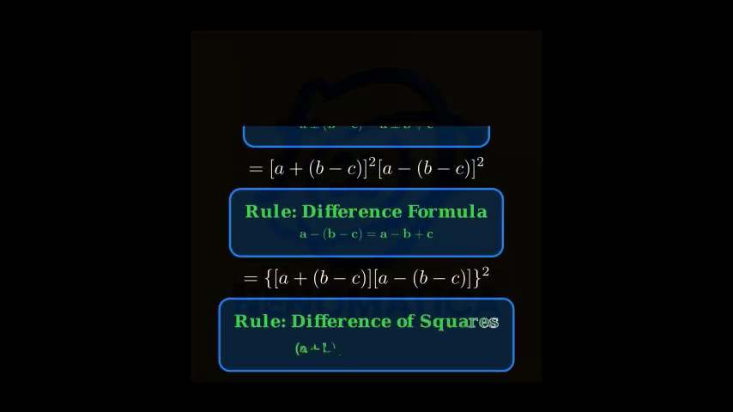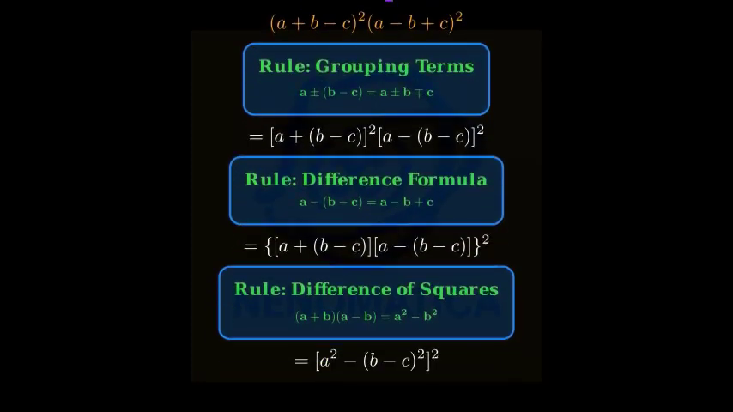Now we can use the formula for the difference of squares, which states that a squared minus b squared equals a plus b times a minus b. In our case, we have a plus b minus c times a minus b minus c, which is a squared minus b minus c squared.